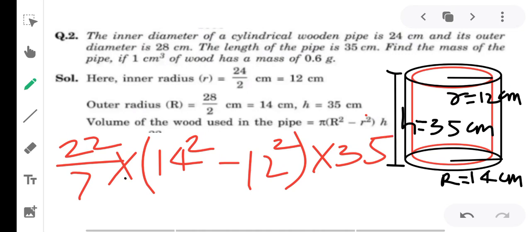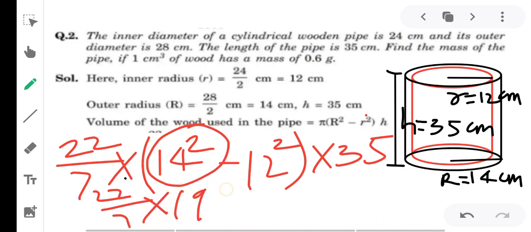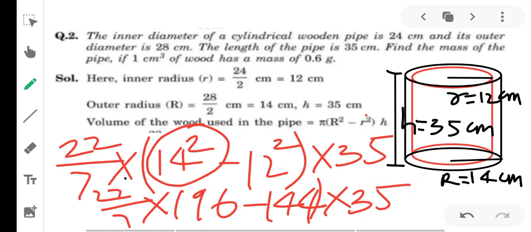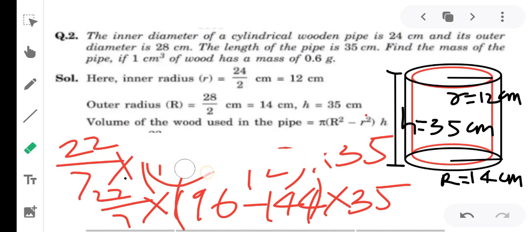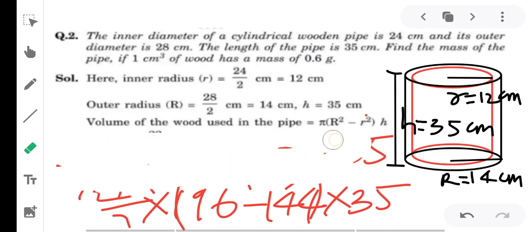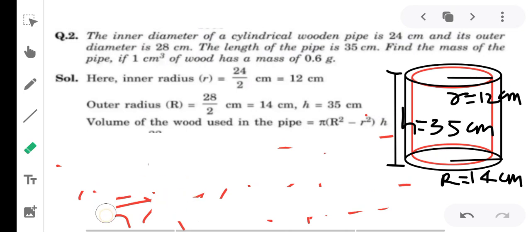So 22/7 तो वैसा ही रहेगा 22/7. यहाँ पर मल्टीप्लिकेशन में अगर आप देखेंगे 14 स्क्वायर जो होता है that is equal to 196 and the 12 square is 144, and it is multiplied with 35. So you can write this value into the bracket. So students, here if we multiply this value 22/7 multiply (196 minus 144) and multiply with 35, so definitely we will get a value, I can write here, you have to note down this value.